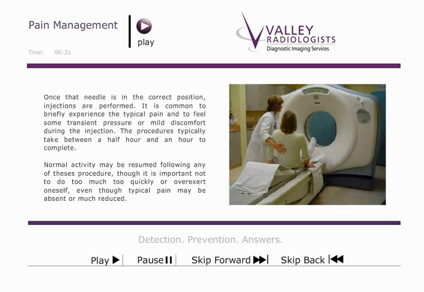Once that needle is in the correct position, injections are performed. It is common to briefly experience the typical pain and to feel some transient pressure or mild discomfort during the injection. The procedures typically take between a half hour and an hour to complete. Normal activity may be resumed following any of these procedures, though it is important not to do too much too quickly or overexert oneself, even though typical pain may be absent or much reduced.